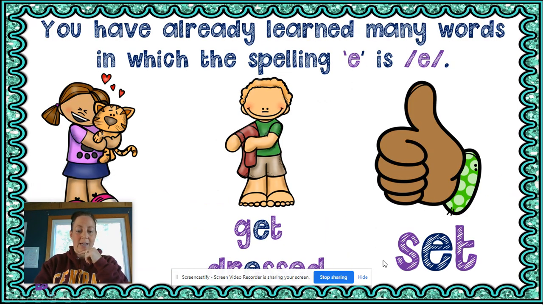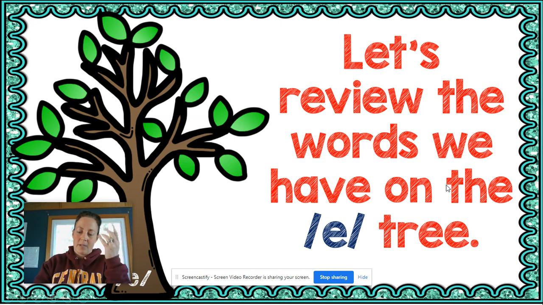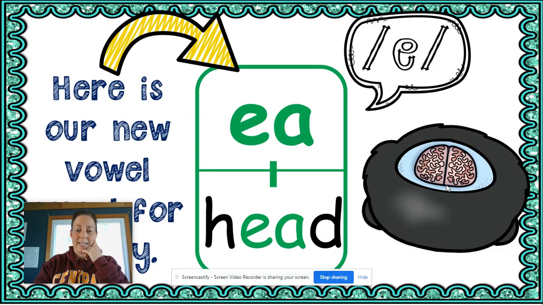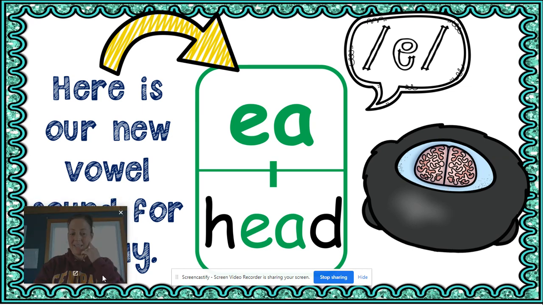Here are some examples of the eh sound: something like pet, get, dressed, set. That's all single E saying eh, okay? Unfortunately, we don't have our spelling words or our spelling tree, so we can't do our leaves. But let's look at the power bar here for EA. The power bar is not really big. It's not very often that you're going to see EA saying the eh sound, as in head.